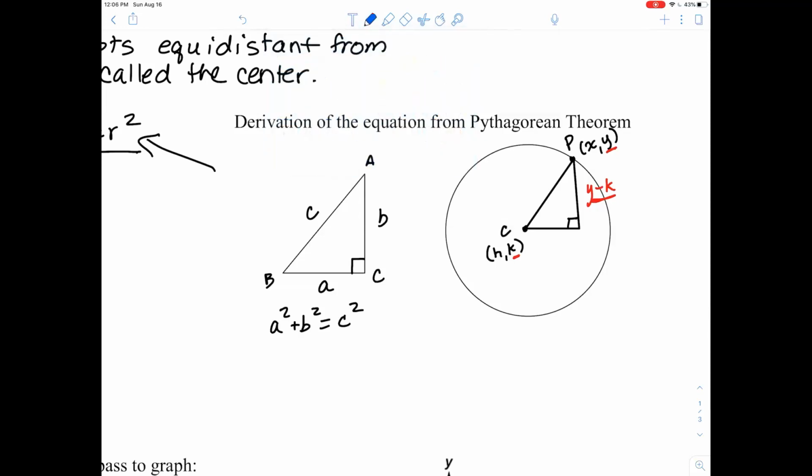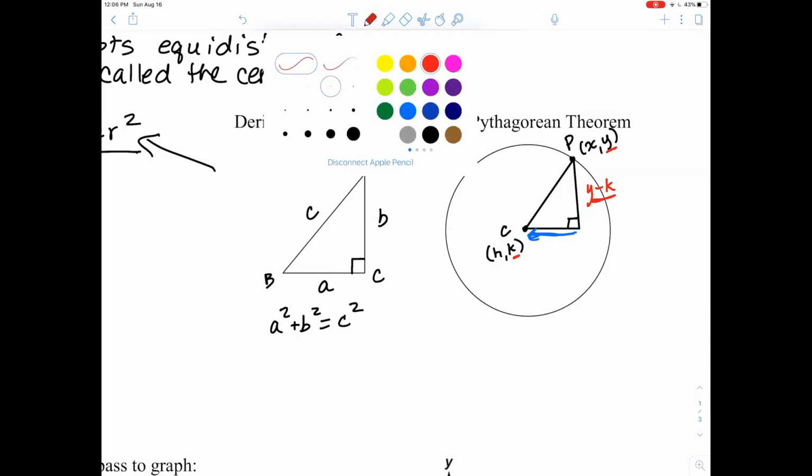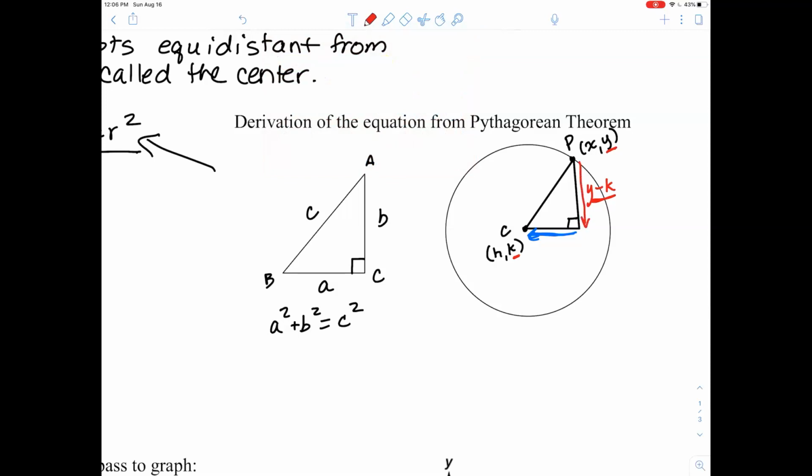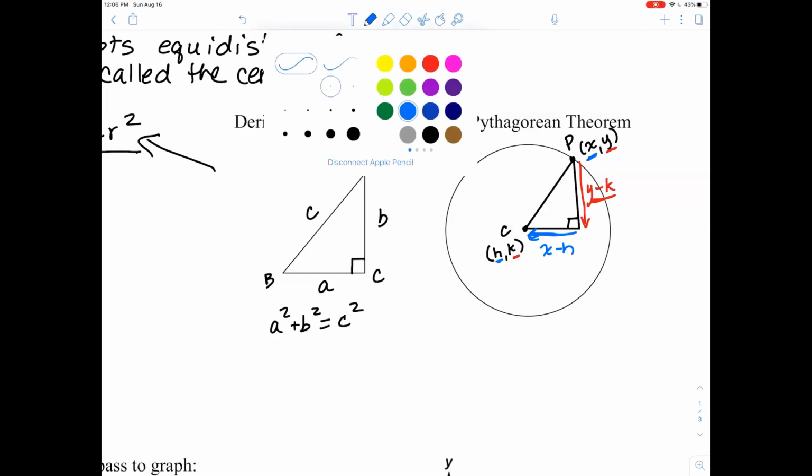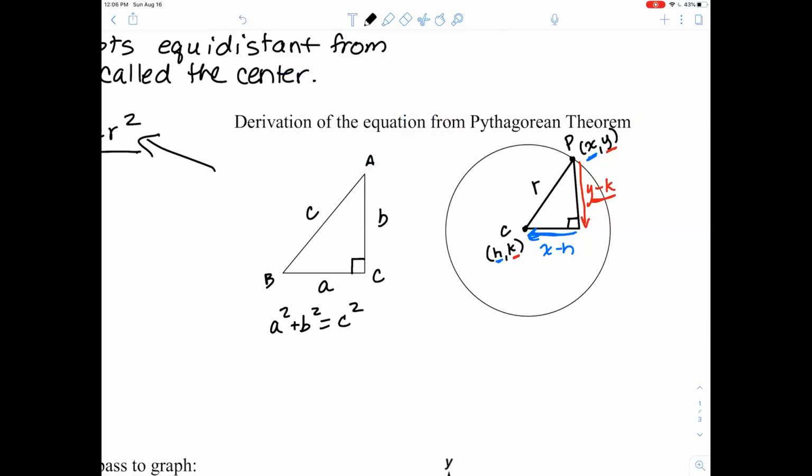And then if I were to go this way, let me change that to red. So I went that way and then that way. Now I'm going from this point here to this point here, so I'm going x minus h. I'm going x and then back to h, right? So that's x minus h. And here's what we know about this. This is our radius, right? So it's a right triangle.